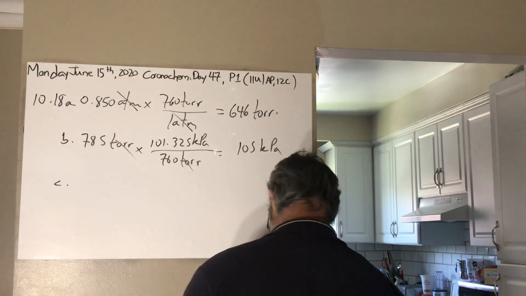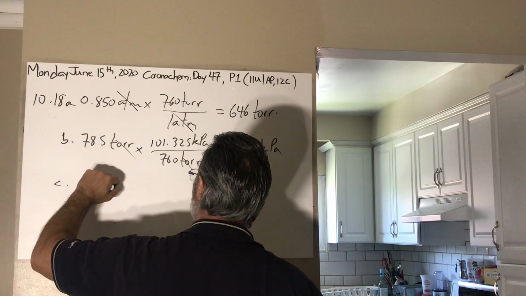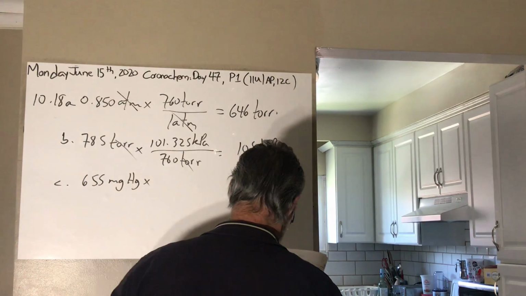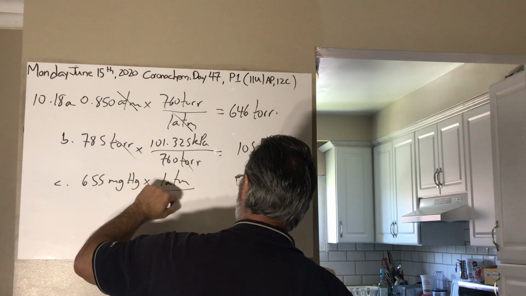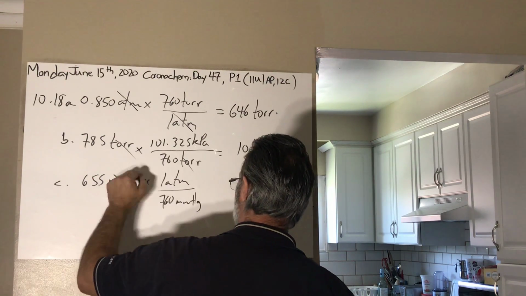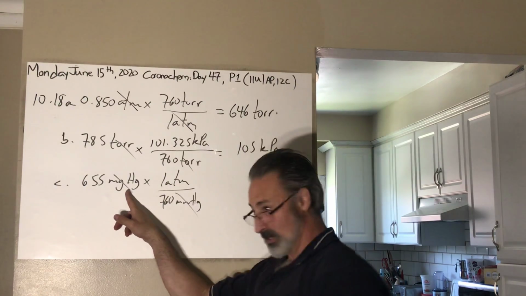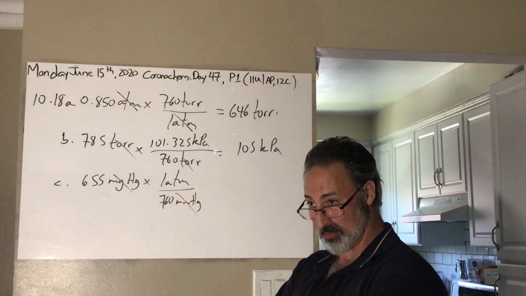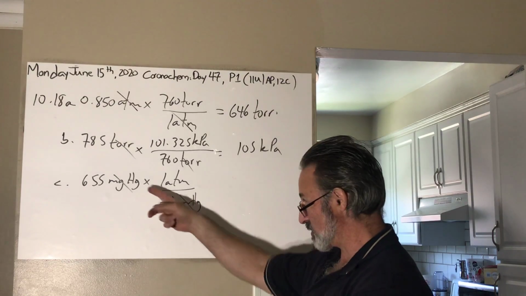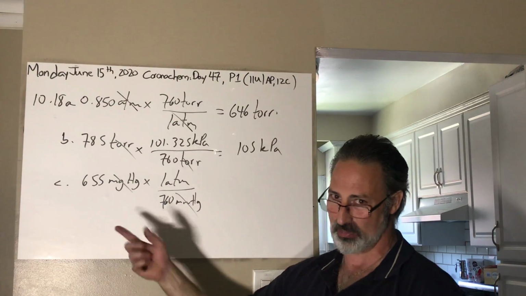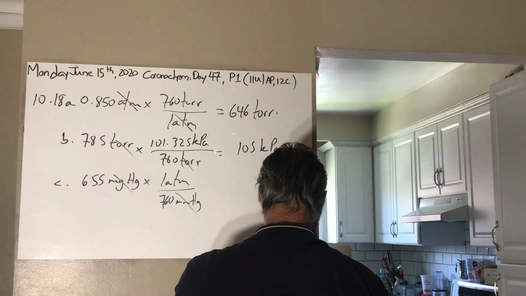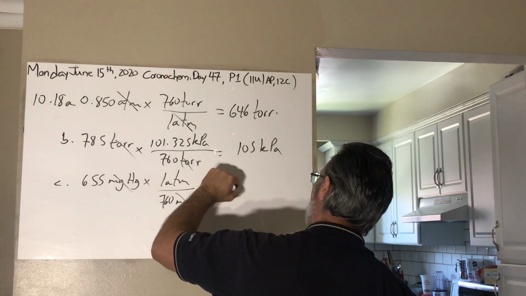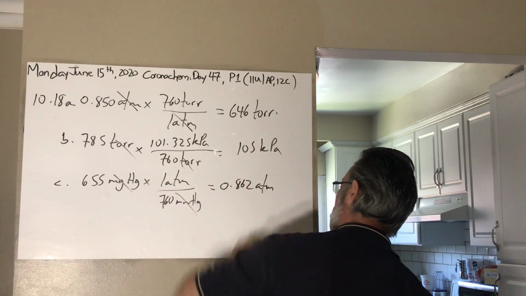C, 655 millimeters Hg times 1 atmosphere per 760 millimeters Hg allows you to cancel millimeters Hg. Millimeters Hg is what they use on a blood pressure cuff. When they measure your blood pressure and they say 120 over 80, those numbers are in millimeters Hg. Or you can also say torr because they're interchangeable. So what you get is 0.862 atmospheres. After sig figs, you're only allowed 3.